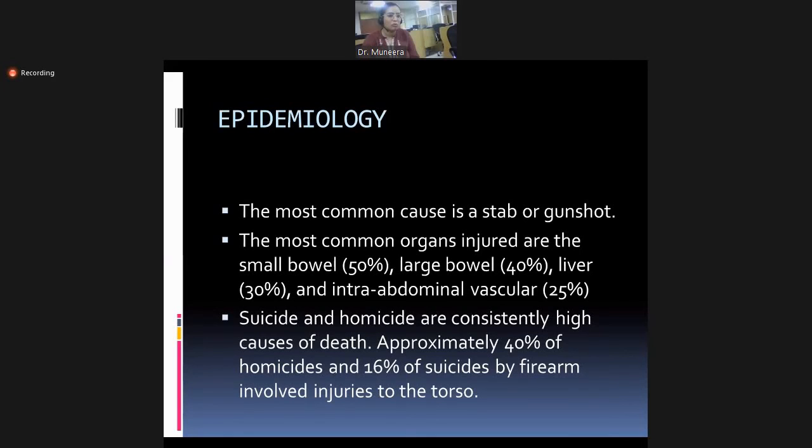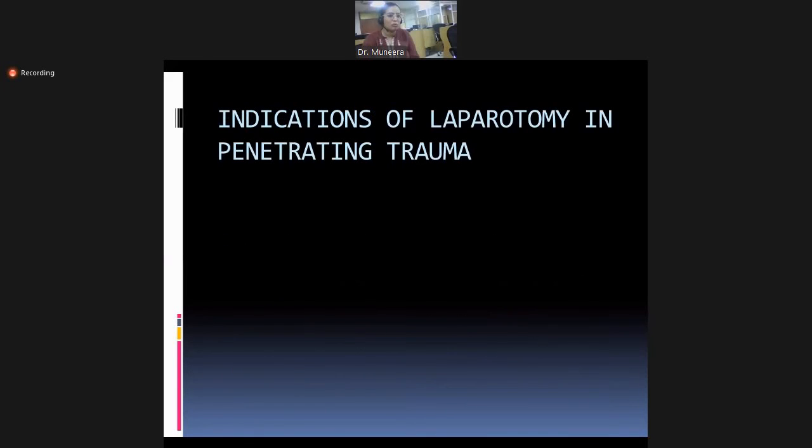What are the indications of laparotomy in cases of penetrating trauma? Just like the predictors of laparotomy in cases of blunt abdominal trauma, there are also indications of laparotomy in cases of penetrating trauma. So what is your understanding about that? You can again write in the chat box, students.